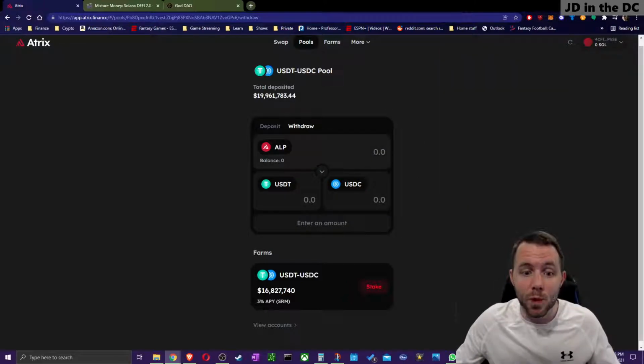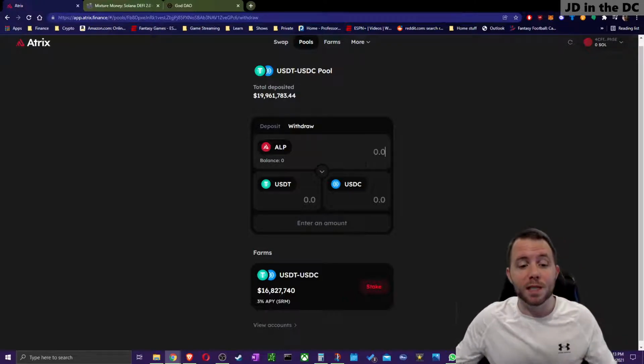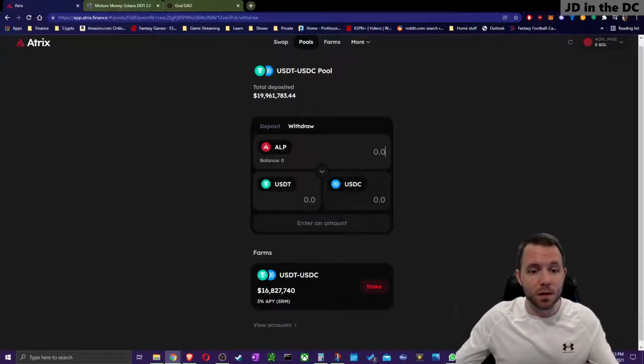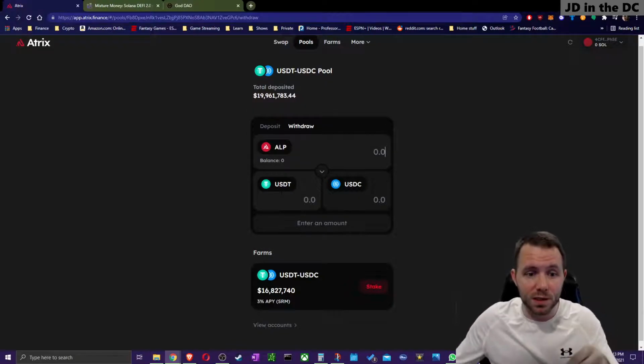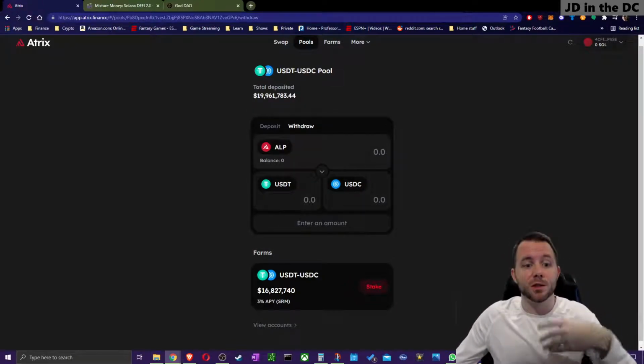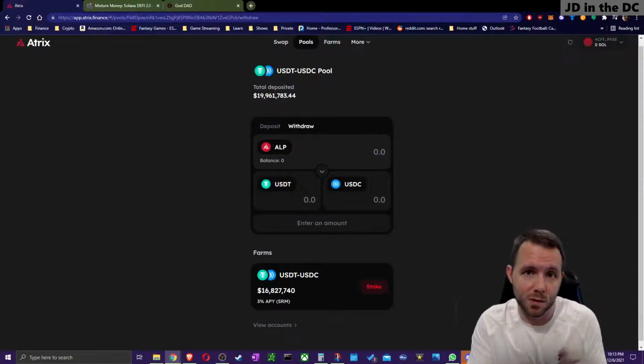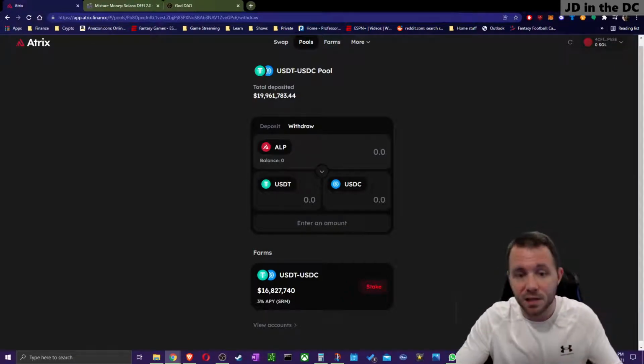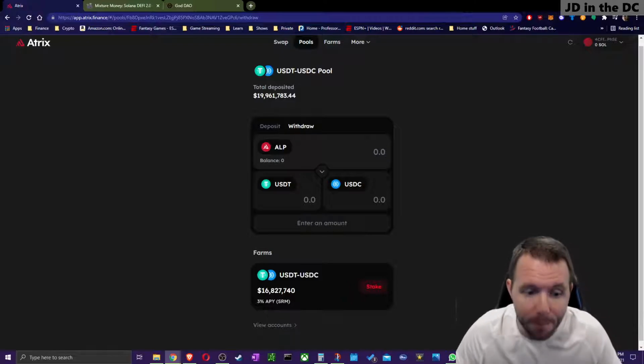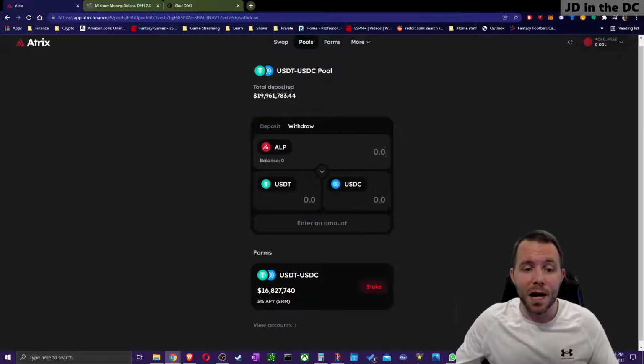You would put that back into the pool, and you would get out that value of equal value on both sides of USDT and USDC. So if it was $2,000, you would get the $2,000 back, and that doesn't move at all because you're providing stablecoins, right? So you're going to get that $2,000 back. But the point is, you can earn while you have your liquidity.